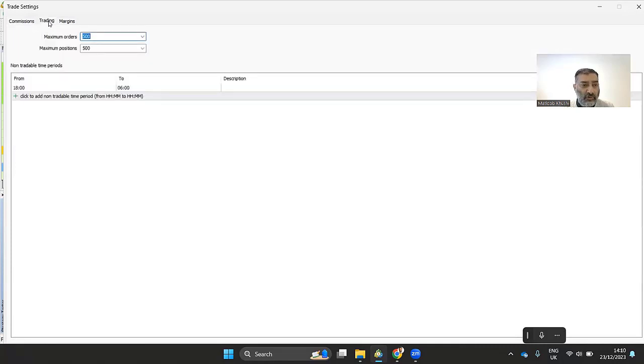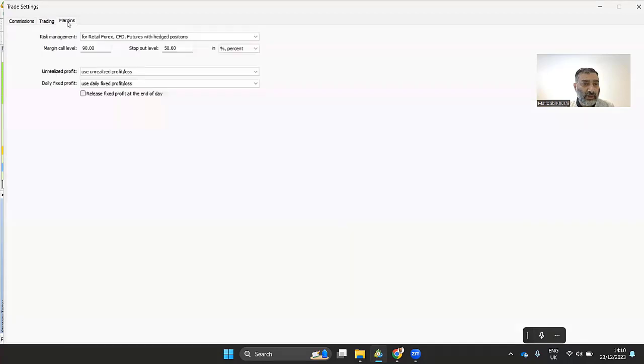And most important for me is to set the trading hours. I don't want to test my robot during the nighttime, because at night the market is not very liquid. So I've given these times: from 1800 to 6 o'clock in the morning, the robot will not take any trades. And in addition to that, you can set the margins.